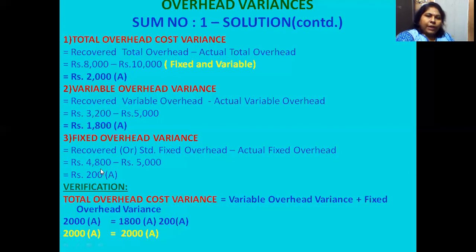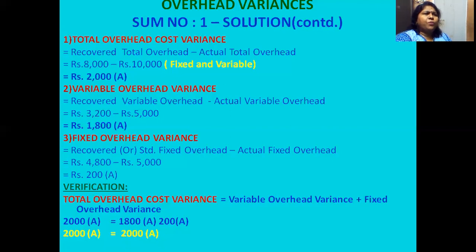Now we will verify whether our workings are right. Just look at this verification, how to do that. On the left hand side, you must have the total overhead cost variance, which is the summation of variable overhead variance plus fixed overhead variance. Total overhead cost variance we calculated as 2,000, which is equal to the variable overhead 1,800 plus fixed 200. So the left hand side and right hand side answers are the same. So our workings are right. This is the way you can calculate the overhead variances.